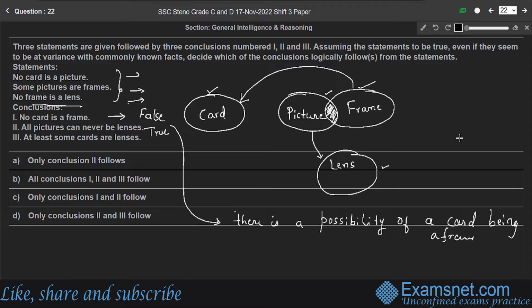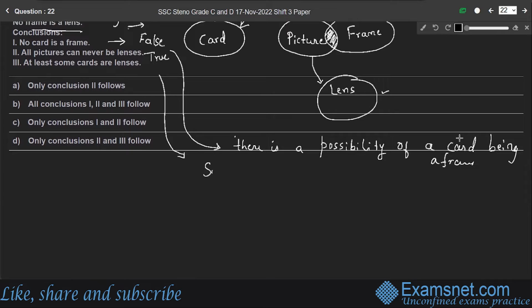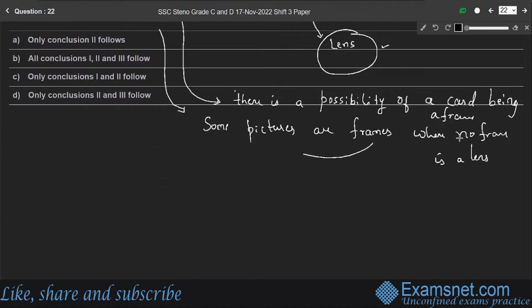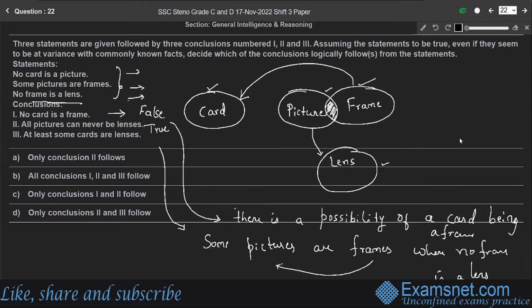True conclusion. The reason is some pictures are frames, where no frame is a lens. No frame is a lens, or no lens is a frame. Therefore, this some portion of frames is a picture also, which can never be a lens. Therefore, all pictures can never be lenses.